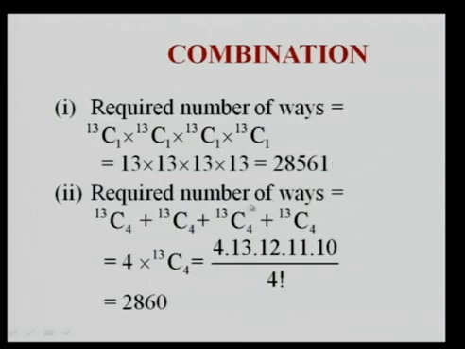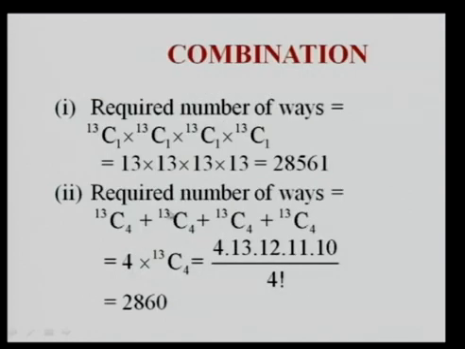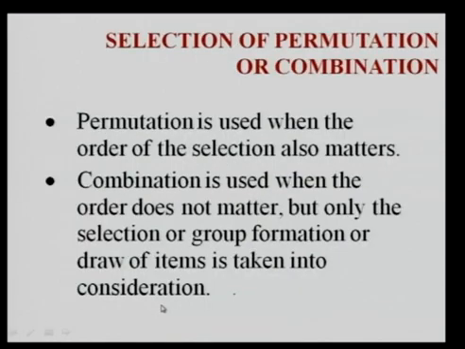And the required number of ways in the second part, the same suit: all the 4 cards should be of the same suit. So either they may be all spades, or all hearts, diamonds or clubs. So this is equal to 4 times this, and after simplification we get 2860.